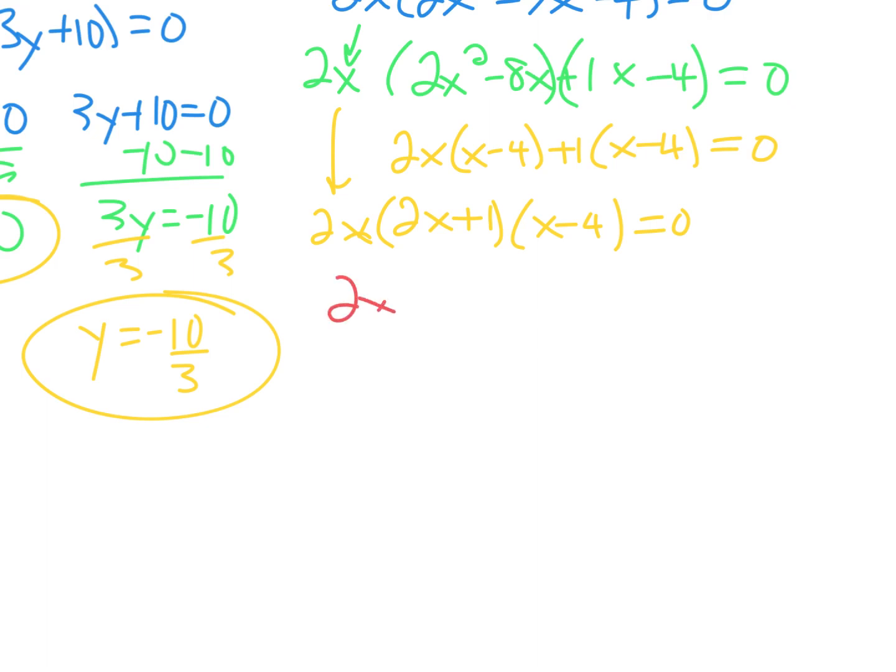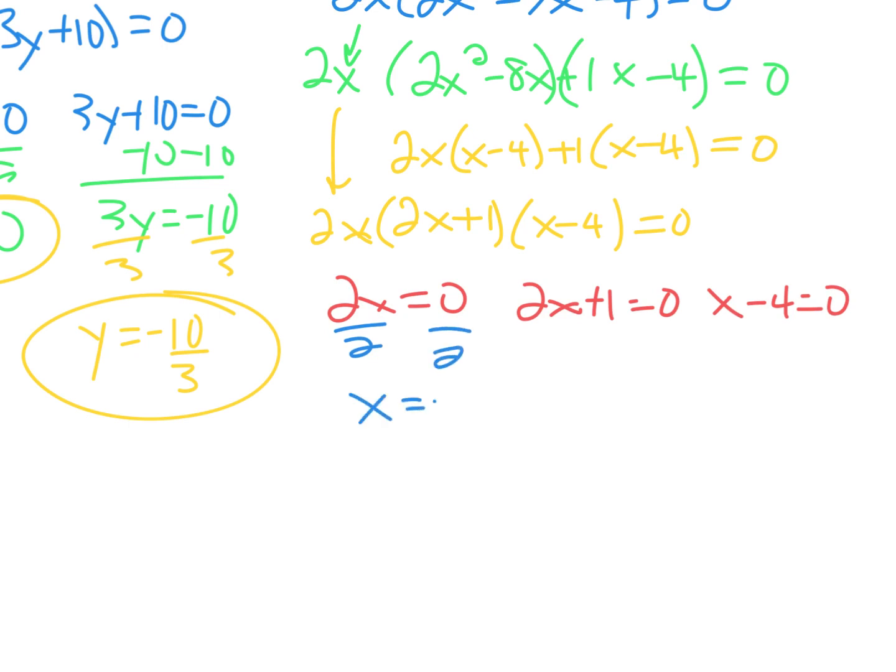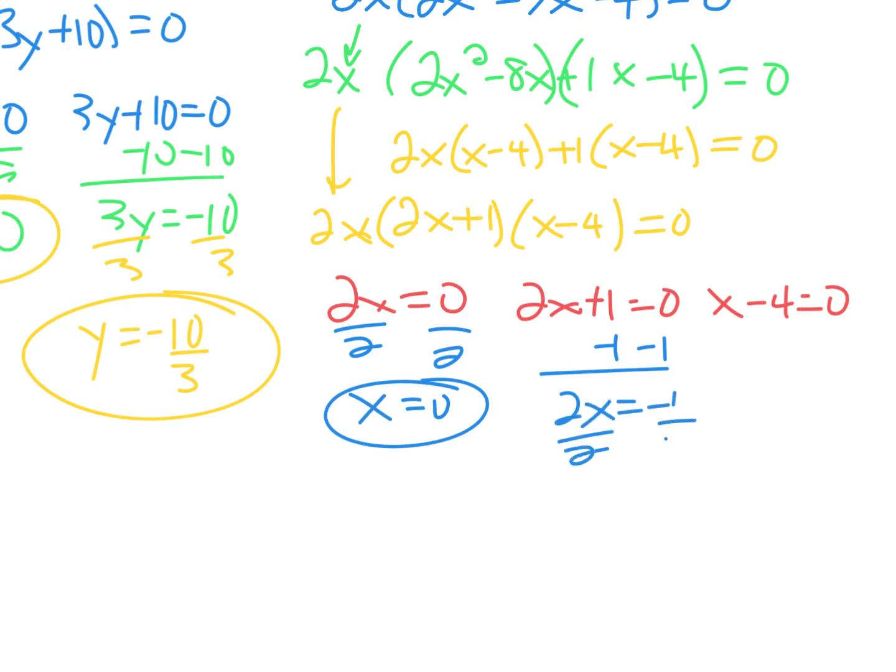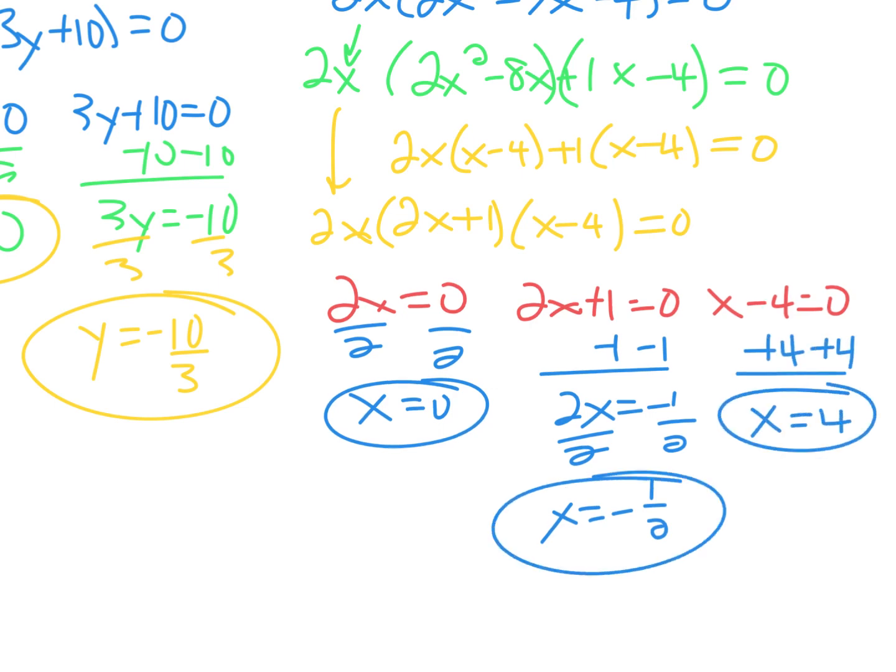I'm going to take 2x equals 0. 2x plus 1 equals 0. x minus 4 equals 0. When I divide by 2 on both sides, solve all these, x equals 0. Subtract 1, I get 2x equals negative 1, then divide by 2, x equals negative 1/2. Then add 4, and I get x equals 4. Each factor equal to 0.